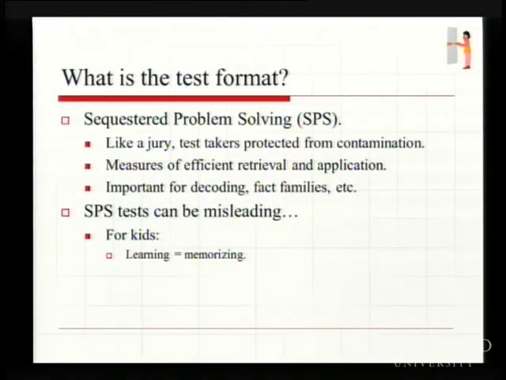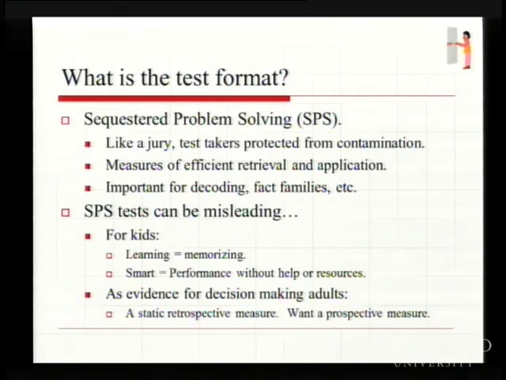Problem is, these tests can often be misleading. For kids, they think learning equals memorizing. And you see they also lead to strange beliefs like smart equals performance without any help or resources. Yeah, I got an A on the test without studying. You know, that sort of attitude. Asking for help is a mark that you're not quite as smart.